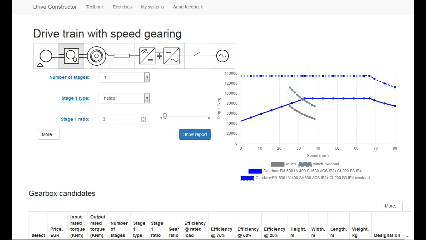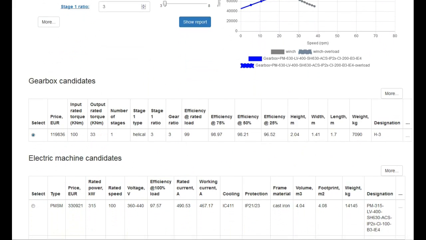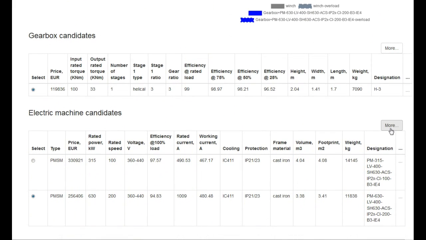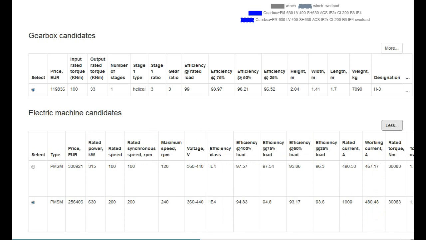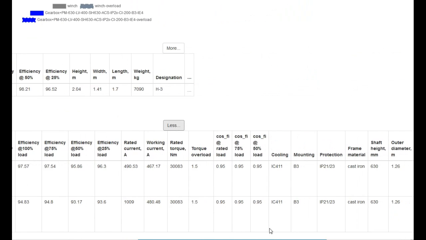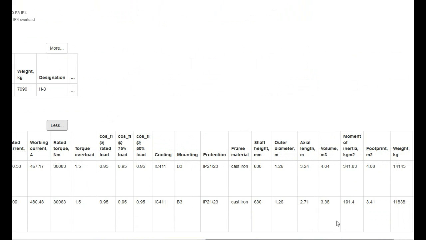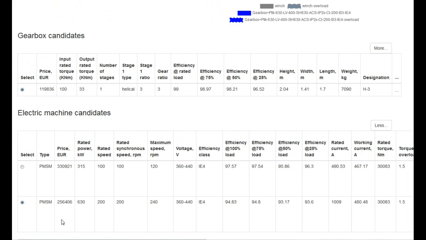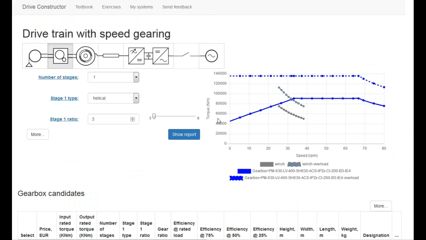So let's first find the motor inertia. Click on more and scroll to the right, and you will see moment of inertia in kilogram meter squared. You see the two motors proposed have quite different inertia, almost double the difference, and by choosing a different motor we can choose lower or higher inertia for the same gear ratio.